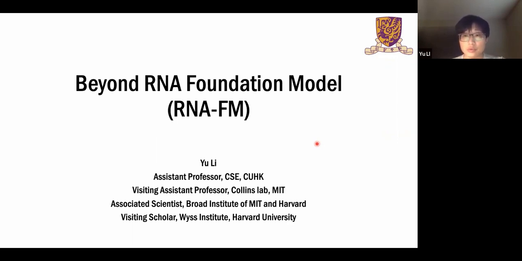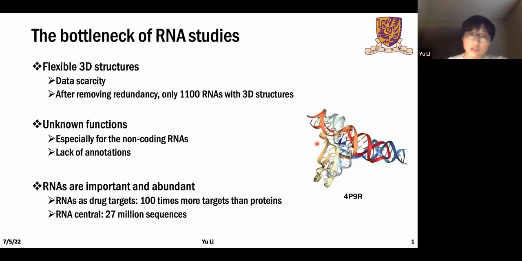So today I want to share with you some work related to RNA. We know that the bottleneck for RNA studies is essentially the lack of data. Due to the flexible 3D structures, it's very difficult to determine the 3D structure of RNA. For the current database, if we remove the redundancy, we will only have around 1,100 RNAs with 3D structures. And for a lot of RNAs, we don't know their function, especially for those non-coding RNAs.